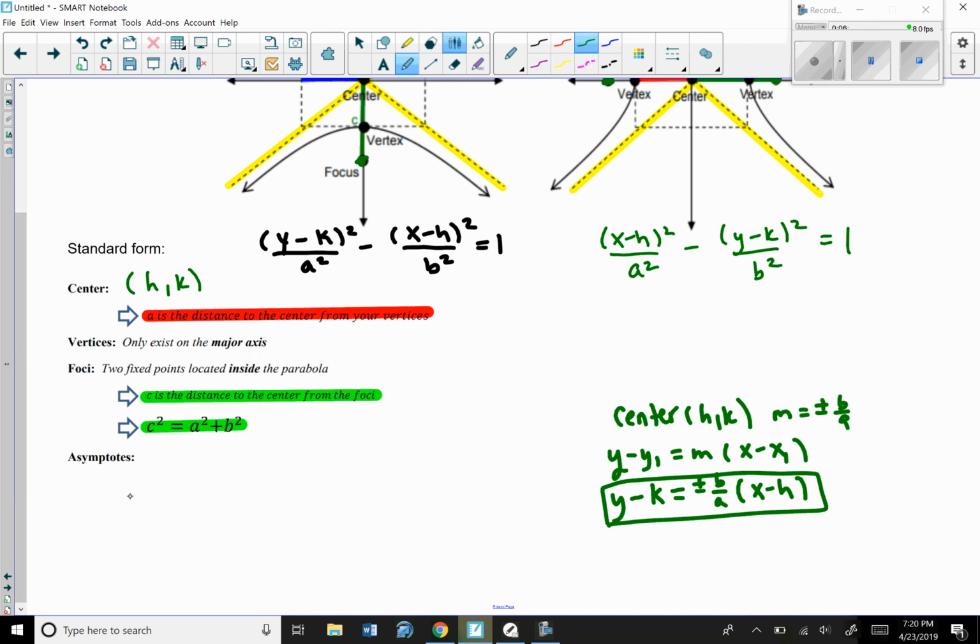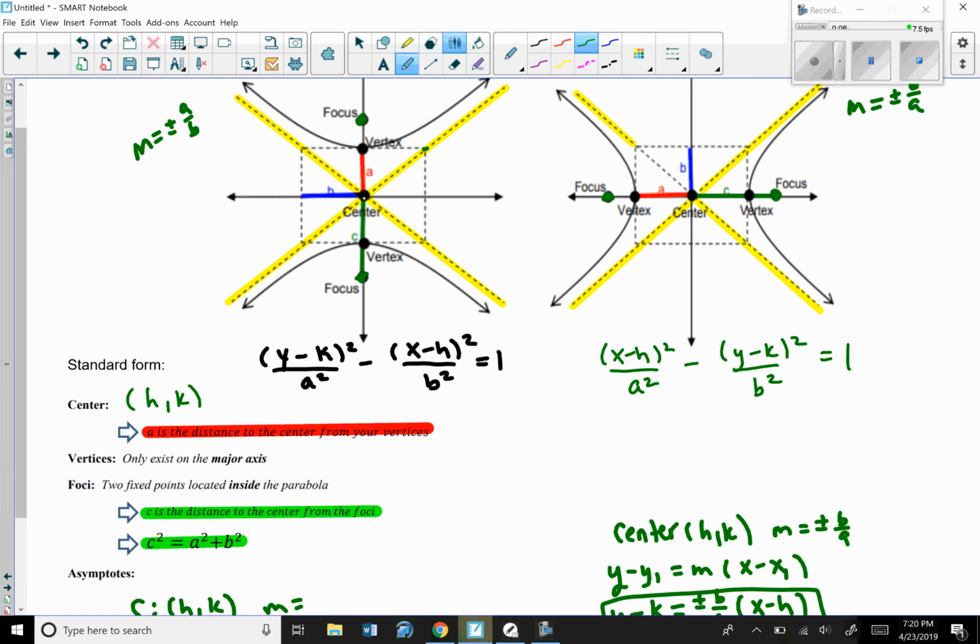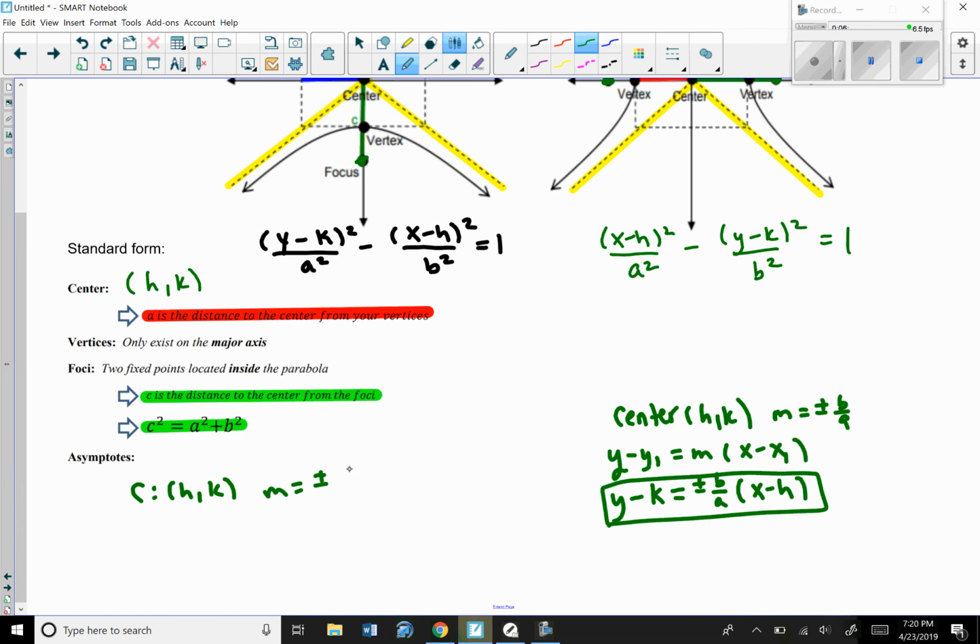So similarly for the vertical one, instead of using the slope being equal to plus or minus b over a, we're going to use the center again, so h comma k, and we're going to use now the slope, because we know this one for the asymptotes is up a over b, so plus or minus a over b. So we're using our point slope form, y minus k equals plus or minus a over b times x minus h. And again, that gives us the equation for the asymptotes.